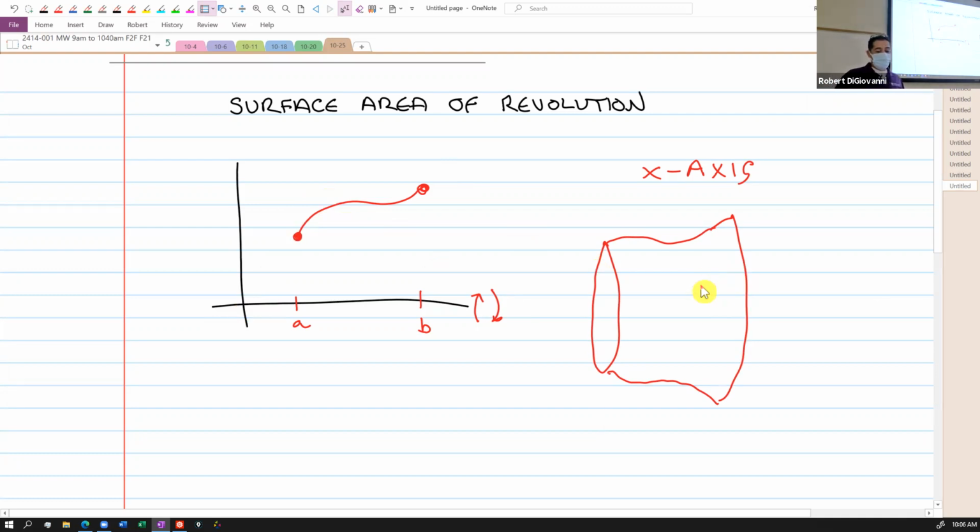So the way we're going to do it is this. We're going to take that same idea of a rectangle, but we just want to wrap just that one piece.